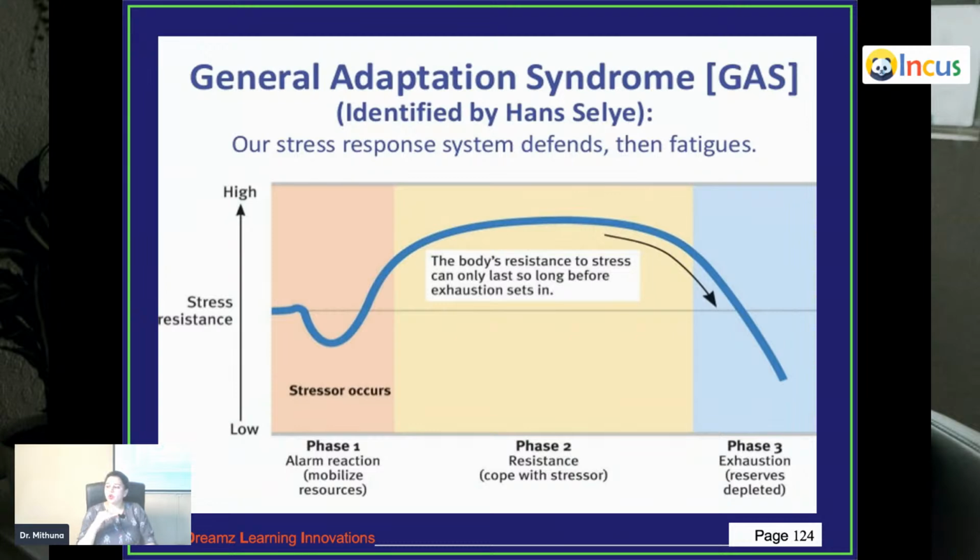If you have low stress, it's not a problem. But if you have high stress, initially you have an alarm reaction. That's your phase one, alarm reaction. यहाँ पे क्या हो रहा है? The sympathetic nervous system is acting. Then you have phase two, which is resistance. The body tries to cope with the stressor.